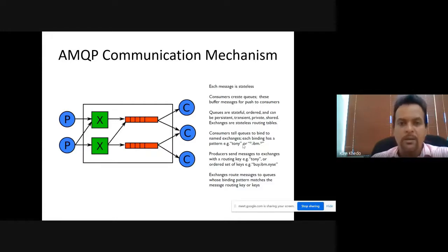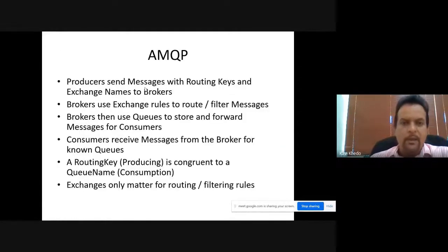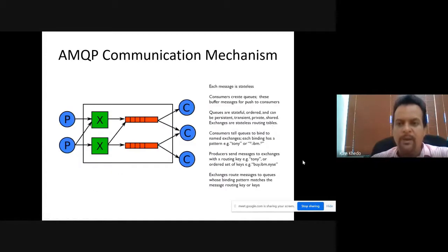This is what earlier I've told you. Earlier I've told you this word congruent. Wait, here it is. A routing key from the producer is congruent to a queue name. Okay, these two should be matching. This is what is happening here.